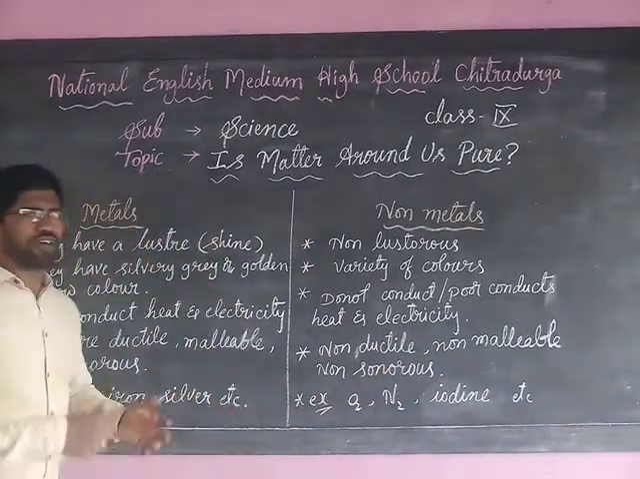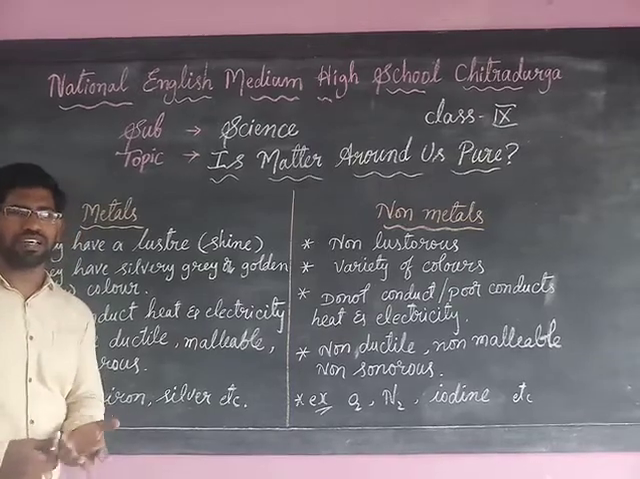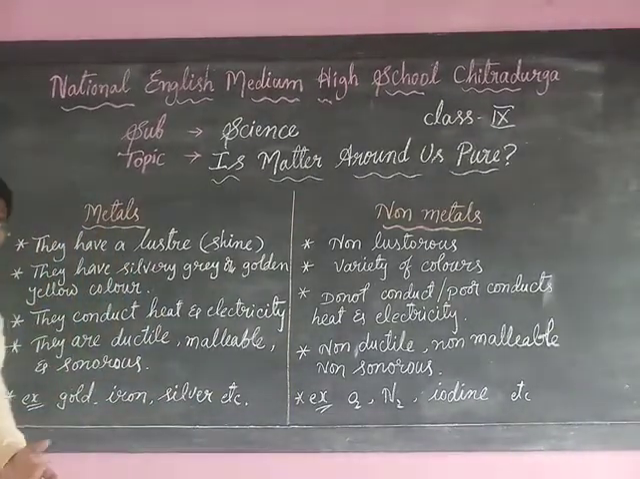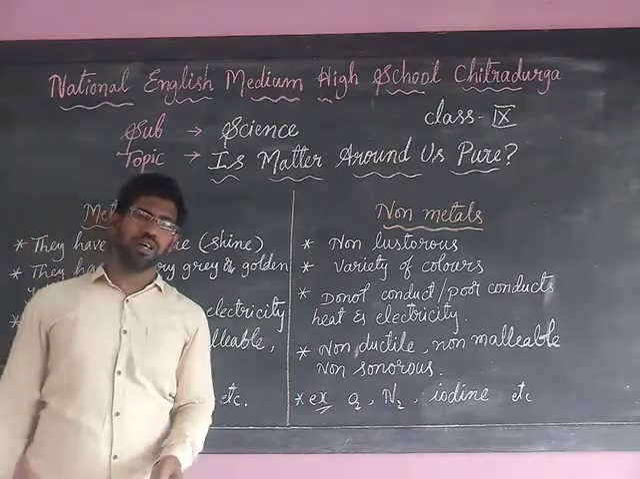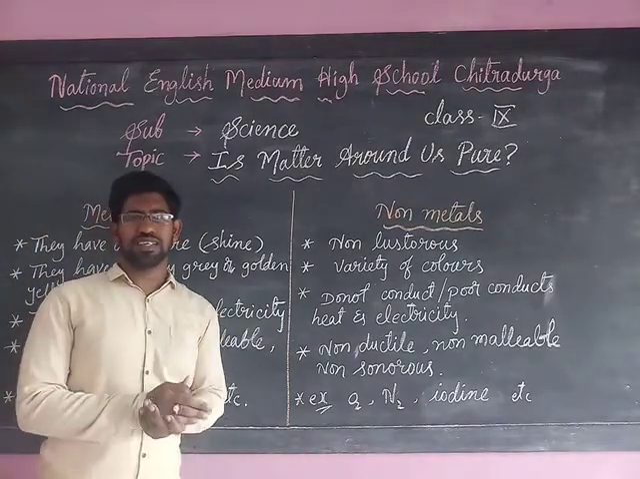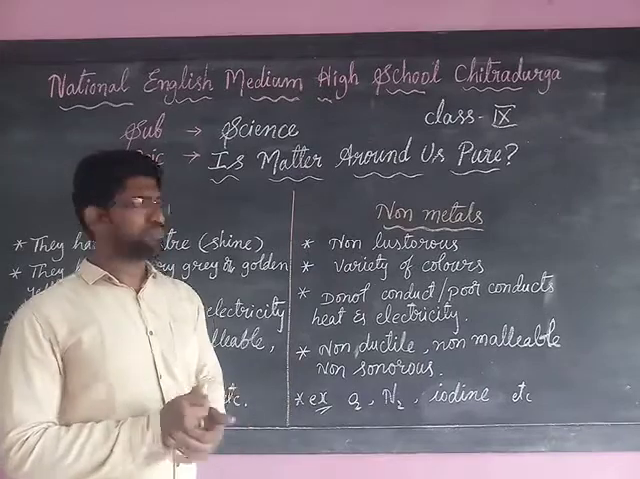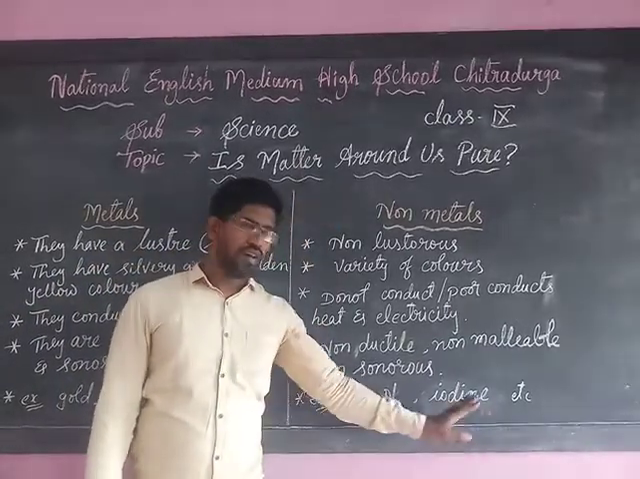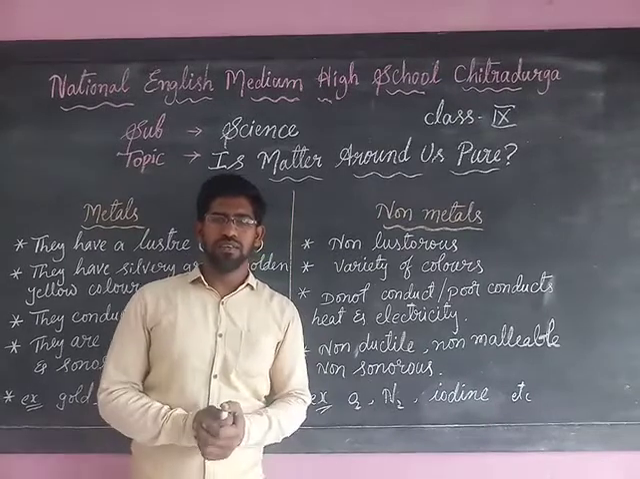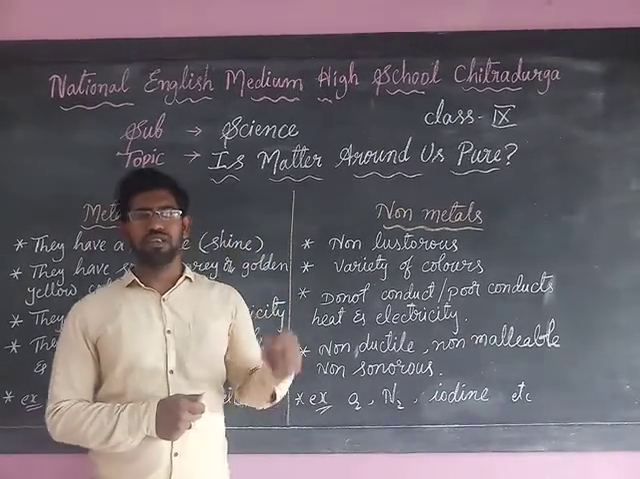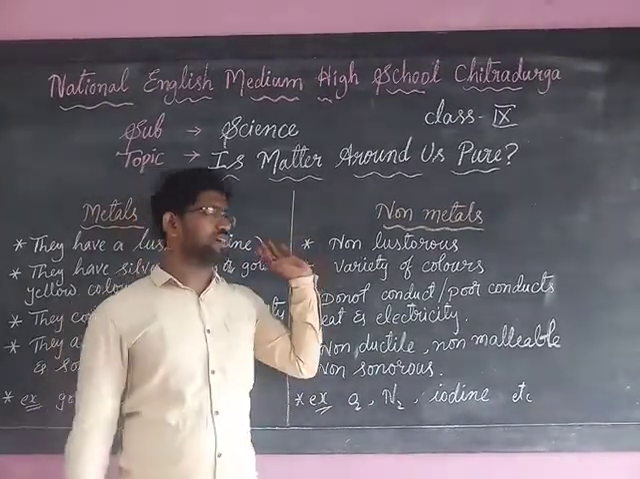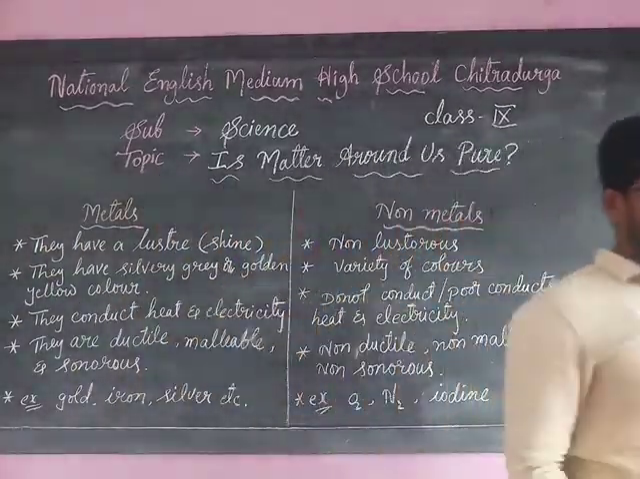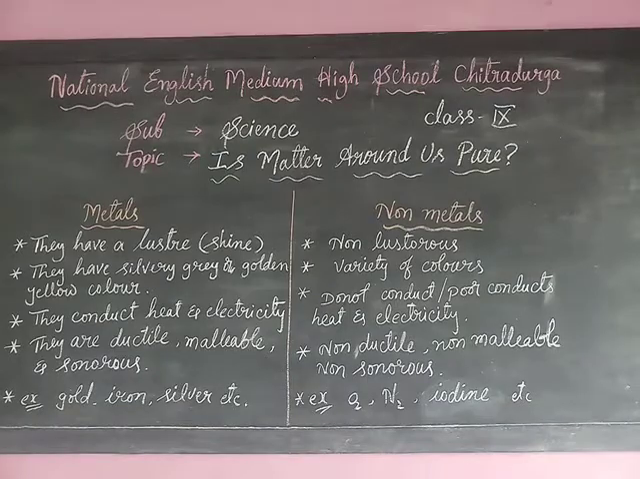Okay, so after knowing the general properties, we have to take examples of metals and non-metals. The metal examples: gold, iron, silver, copper. So these are examples of metals. And the non-metal examples: oxygen, nitrogen, iodine, carbon. So these are examples of non-metals. Hope you understand the difference between metals and non-metals. Once again, see it clearly.